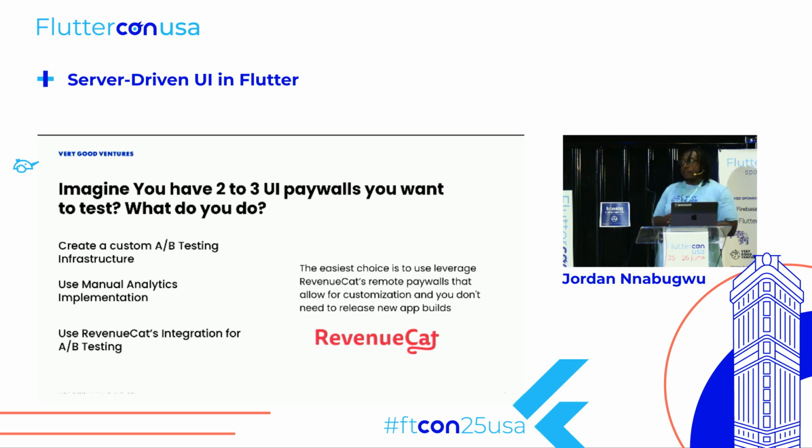So let's take a step back and dig into the process right now. Let's imagine you have 2 to 3 UI paywalls that you want to test. How would you go about that? Would you create a custom A/B testing infrastructure? Would you use manual analytics? Or would you use something that Revenue Cat actually has, which is integration with A/B testing, so that you can actually test your paywalls without posting them onto the app store and doing that from the back end?